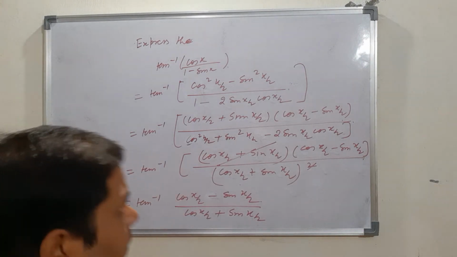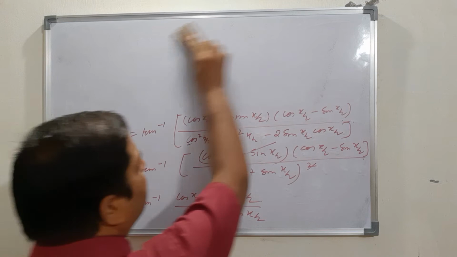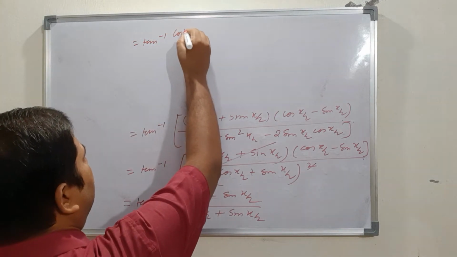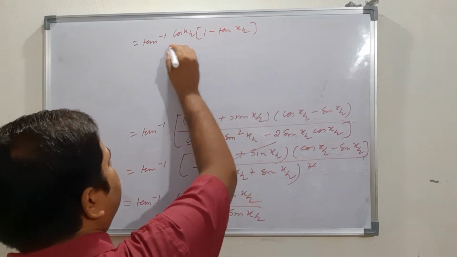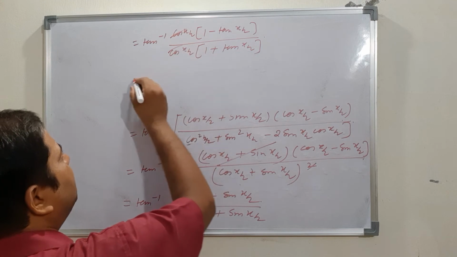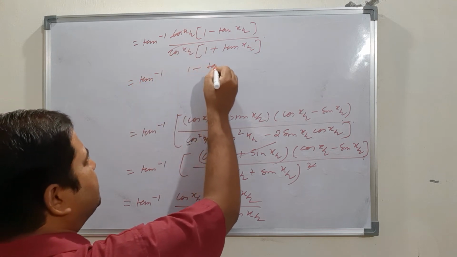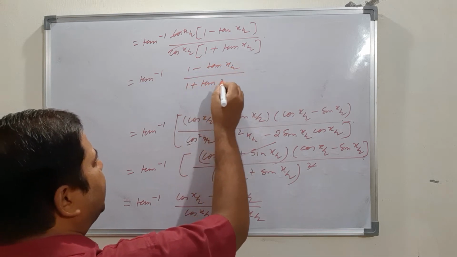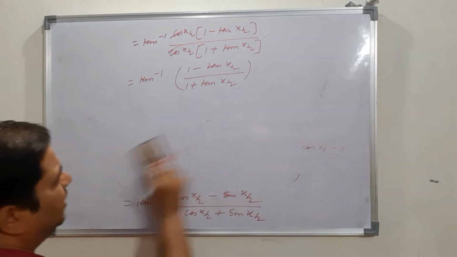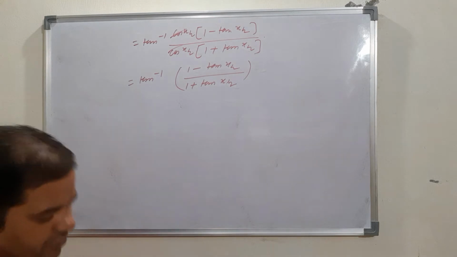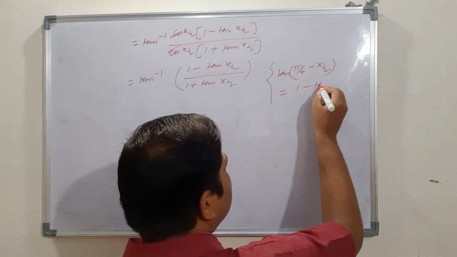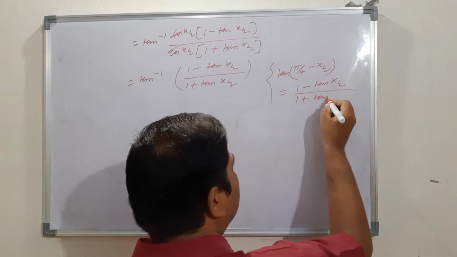After that, we take cos x by 2 common in the numerator and denominator. We get tan inverse of 1 minus tan x by 2 divided by 1 plus tan x by 2, as cos x by 2 cancels out. And you know very well this is the formula for tan of pi by 4 minus x by 2, which is nothing but 1 minus tan x by 2 divided by 1 plus tan x by 2.